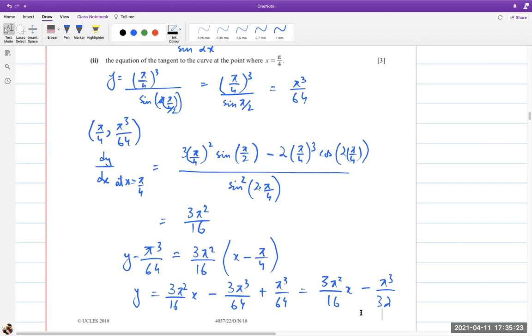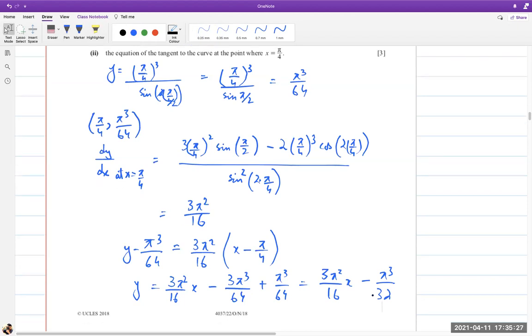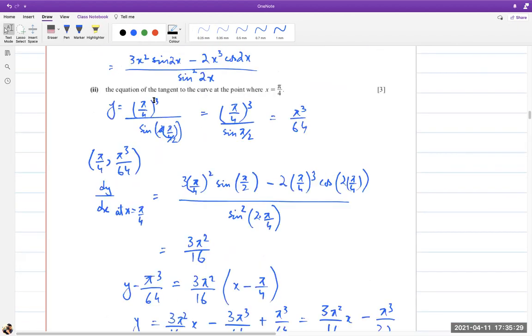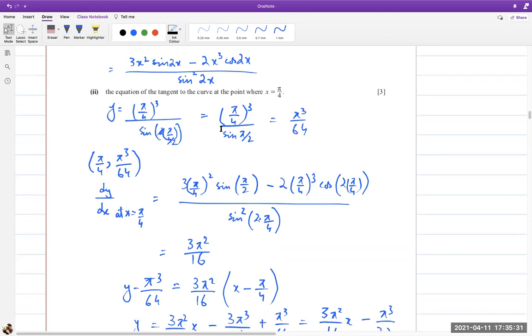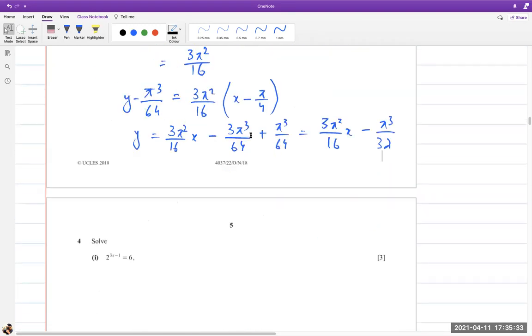So yes, we had to solve up to here. We can't leave it till there. We have to find the tangent's equation, so the equation, that's why we have to find the simplest answer.